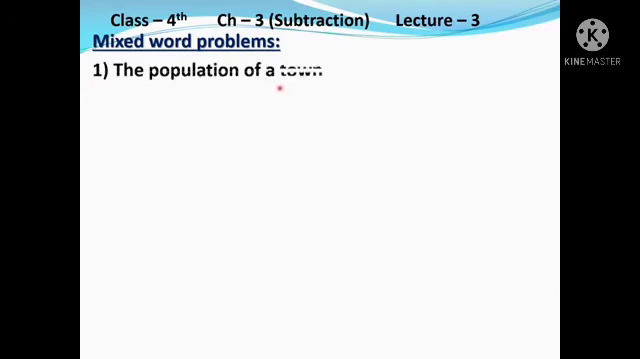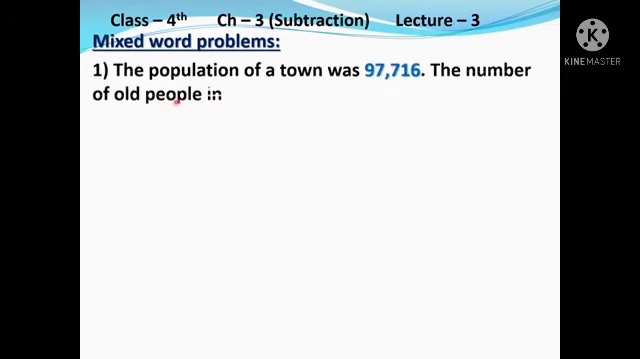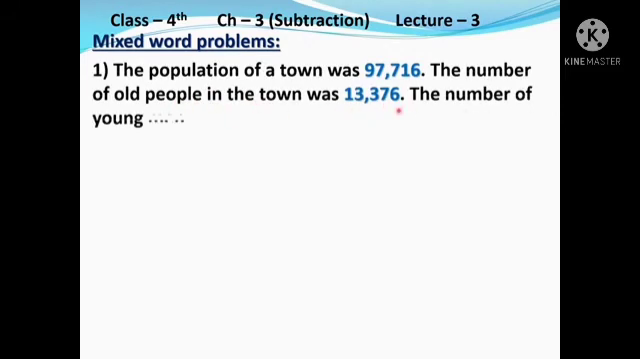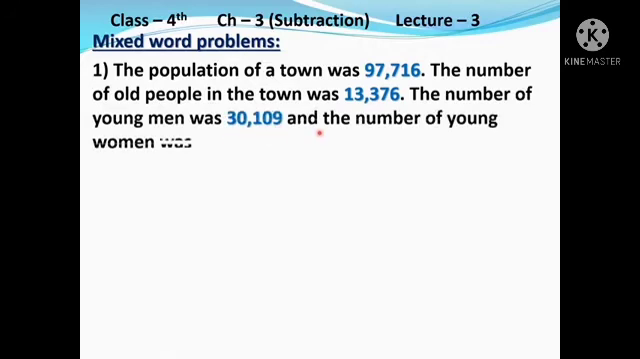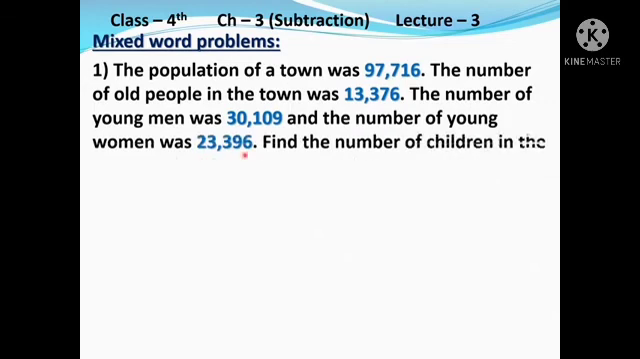The population of a town was 97,716. The number of old people in the town was 13,376. The number of young men was 30,109. And the number of young women was 23,396. Find the number of children in the town.